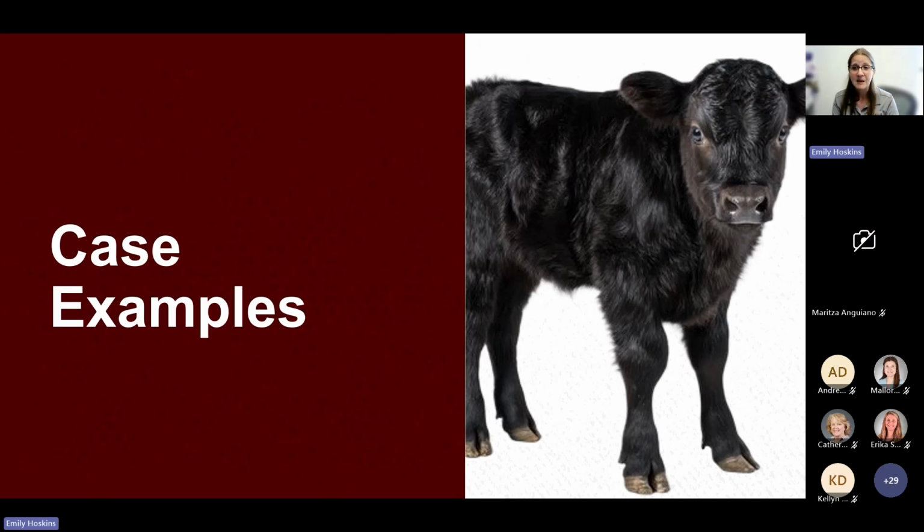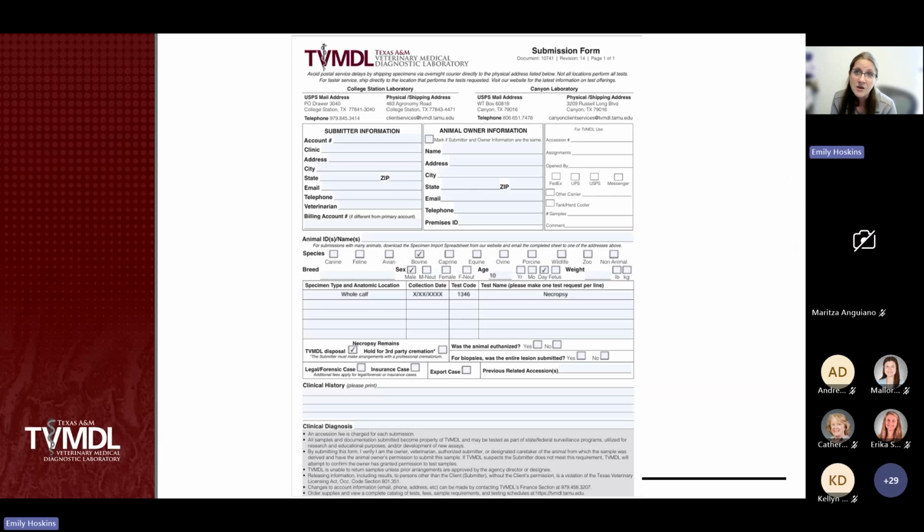So our first case example is going to be a calf. So this is our TVMDL submission form, which I know many of you are very familiar with. For the purpose of this presentation, I'm not going to be going over each individual portion of the form or how to thoroughly fill out the form. I'm going to be focusing on this middle section right here.